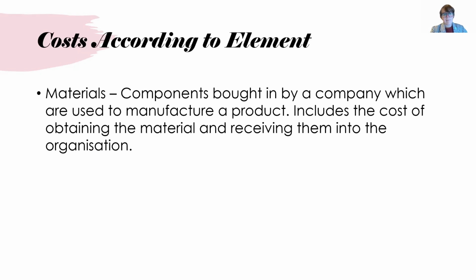Costs according to element then. So first up we have materials. So this is going to be any components bought in by a company which are used in manufacturing a product. Do be careful because this will include the cost of obtaining the material and actually receiving them into an organisation.